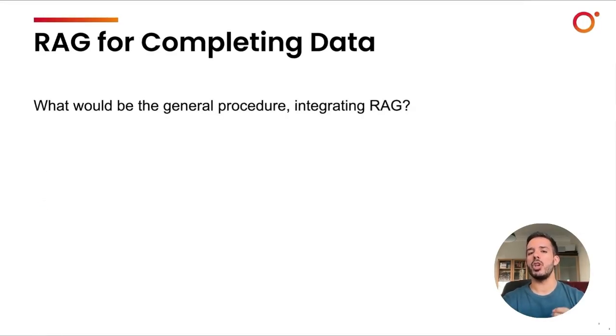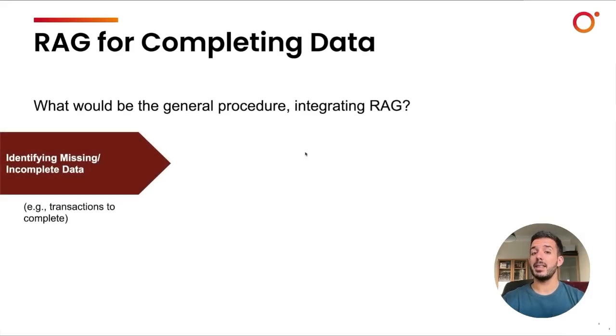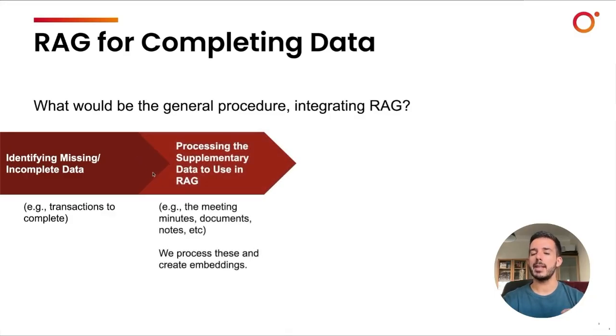So what would be our general procedure, including RAG, for this process? Well, we start by identifying the data that are missing or incomplete. Nothing new here. In this case, the transactions to complete. Then we want to process the supplementary data or the additional data to use in RAG. That is the meeting minutes, notes, documents, and so on, creating embeddings of those. So we pre-process these, transform them into text, and create embeddings, that is their vectorized form, and possibly adding the metadata for the chapters, the volumes, the rows, whatever it is.